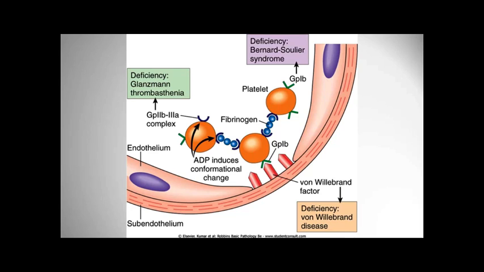Okay, and then we have another receptor, that is the GP1B. That is exactly this. If we have a deficiency or mutation in this receptor, people are going to have Bernard-Soulier syndrome. So if this is missing, von Willebrand. If the green one, the platelet receptor, is missing, then that is Bernard-Soulier syndrome.